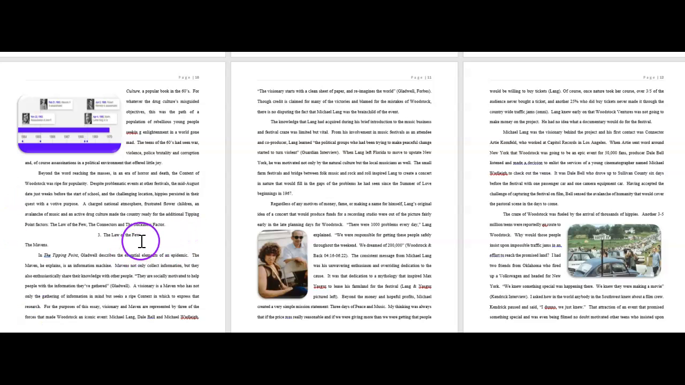Now we have the law of the few, and we have the mavens. And again, what do we do? The same formula. What does the tipping point say? And who are our mavens?